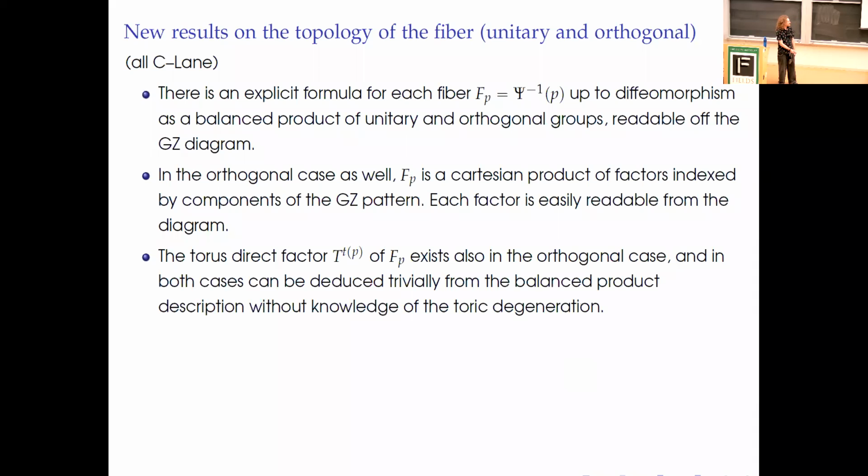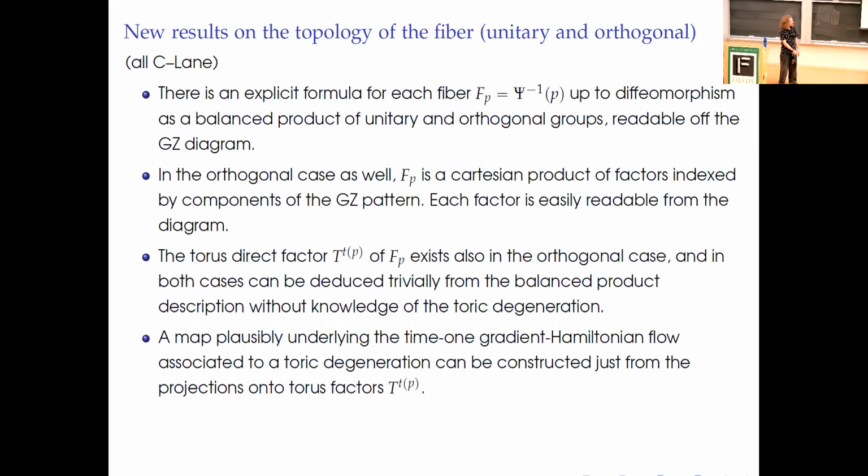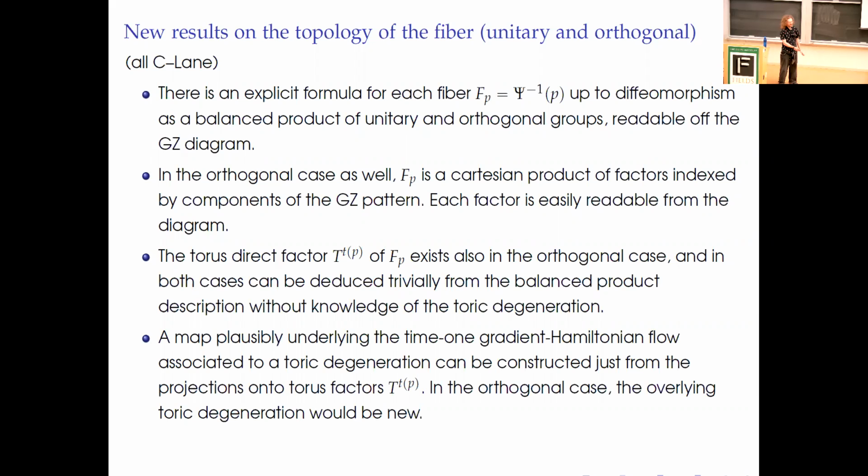There's a torus direct factor in the orthogonal case. In both cases, you can detect this from the picture without knowing about the toric degeneration. And going in the other direction, just knowing about these tori gives you a way of constructing something that we only know on the topological level, but could be a shadow of the toric degeneration as far as we know. There could be up to some torus action. It seems likely that it is the underlying topological map. And this exists in the orthogonal case too, where there isn't a known toric degeneration. So this is a topological fact that's new, and I don't know if there's an overlying geometric fact.